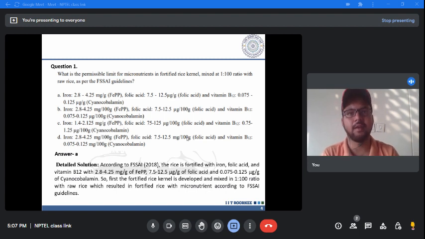So every rice producer, when they are producing fortified rice, they need to follow the standards. They cannot deviate from the standard as formulated by the FSSAI. Okay, so I hope you understand.